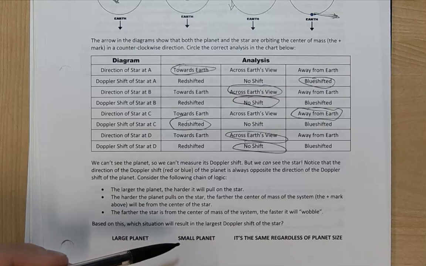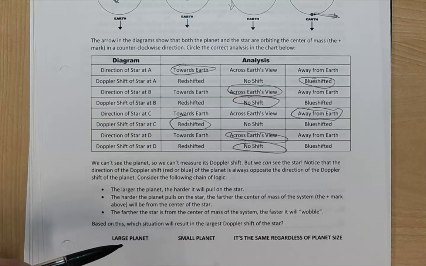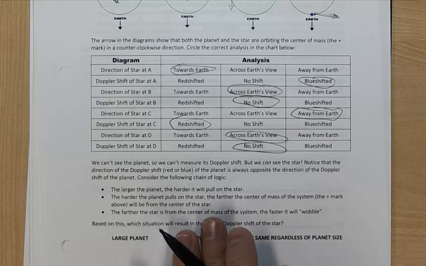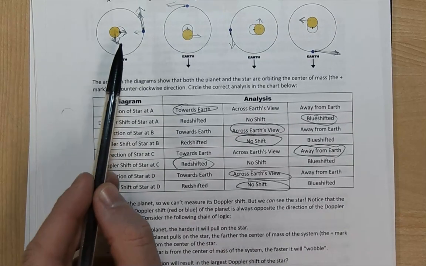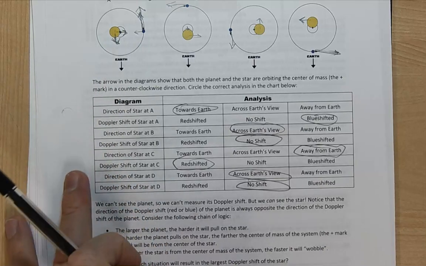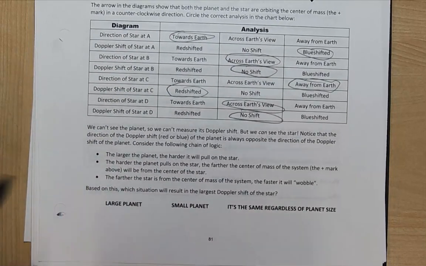Now, I said large planet and small planet. Is it the size that matters? Kind of, not really. I guess I worded this a little bit tricky. Because actually the planet's size is not what causes the gravity. The mass is. It's the mass of the planet that exerts the gravitational pull on the star, dragging it around into that wobble. So the size of the planet doesn't matter, the mass does.